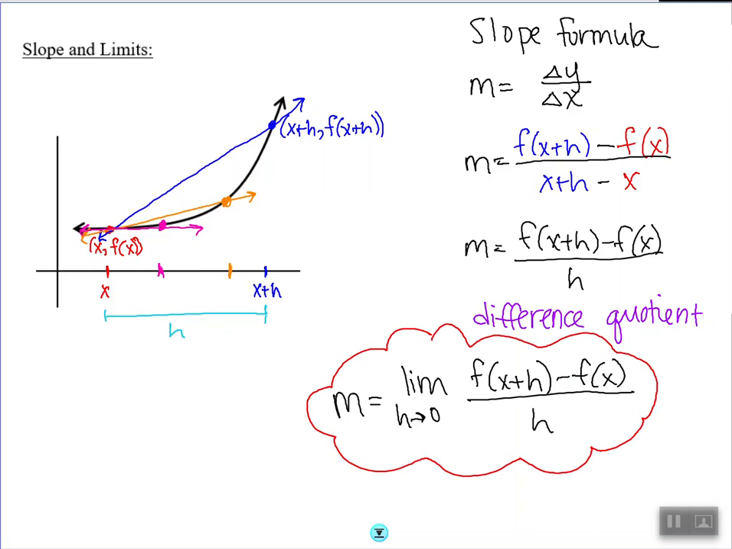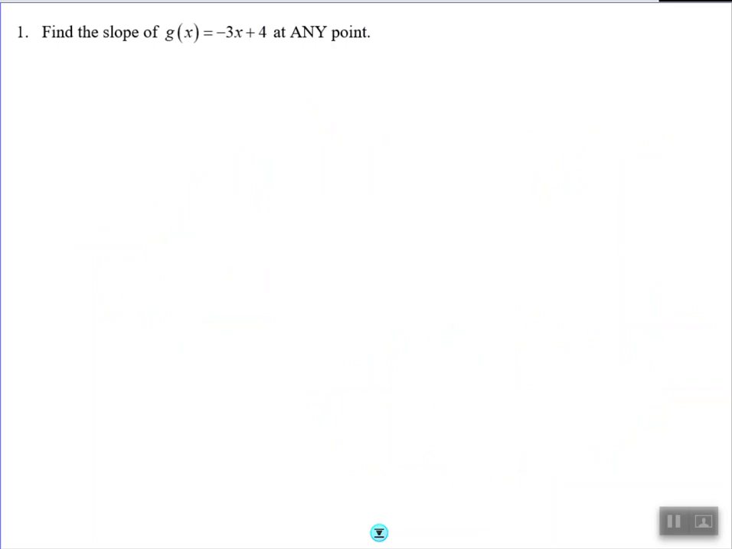So if I need to find the slope of the tangent line, this is the formula that I'm going to use: the limit as h approaches 0 of the difference quotient. So let's look at a few examples. First, I want to find the slope of g of x equals -3x plus 4 at any point.